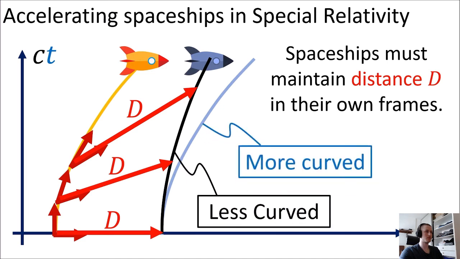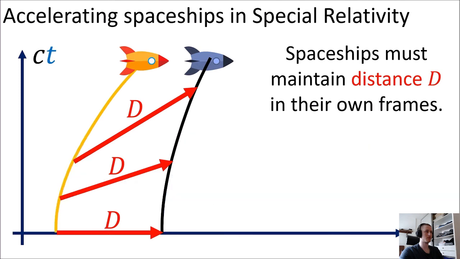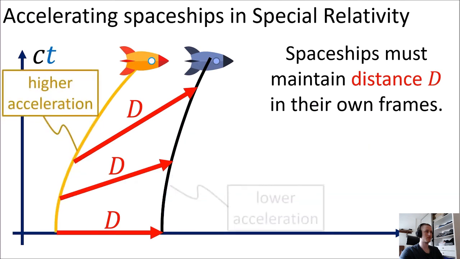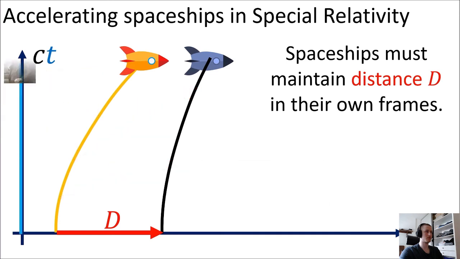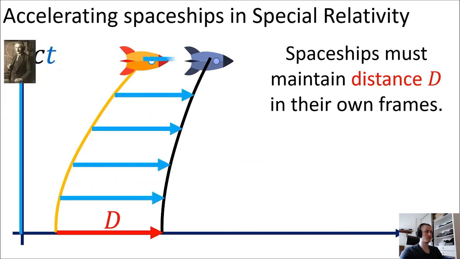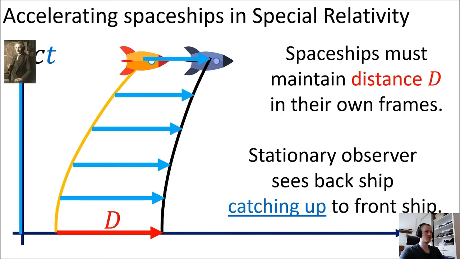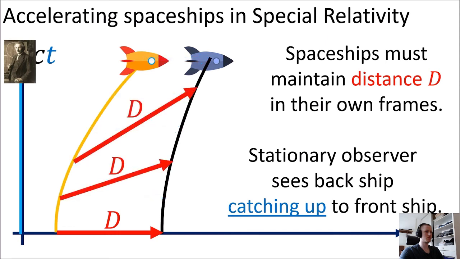This means that in order to maintain a constant distance d between the ships in their own reference frames, the orange ship at the back must accelerate harder than the blue ship in front. Because of this, a stationary observer will see the orange ship at the back catching up with the blue ship in the front, with the distance between the ships getting smaller and smaller, even though the two ships see themselves at a constant distance apart in their own reference frames.